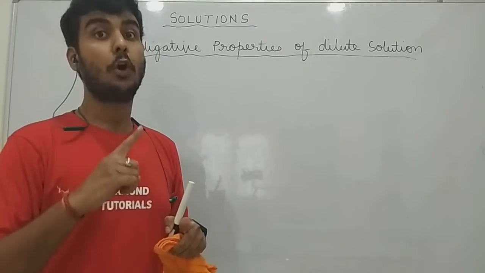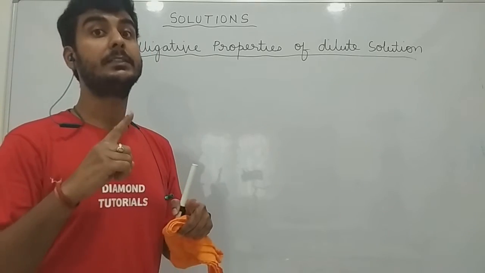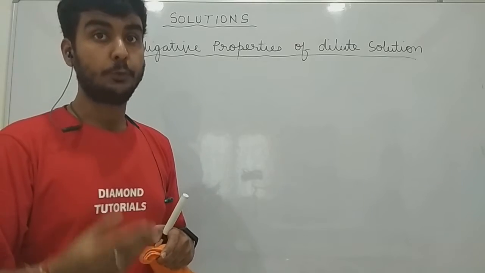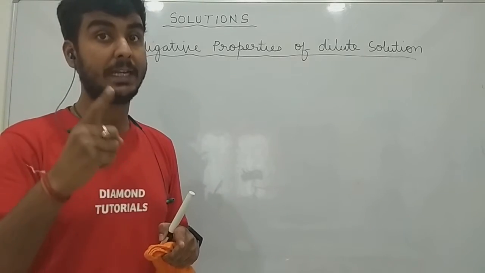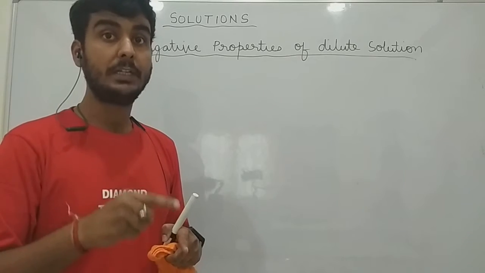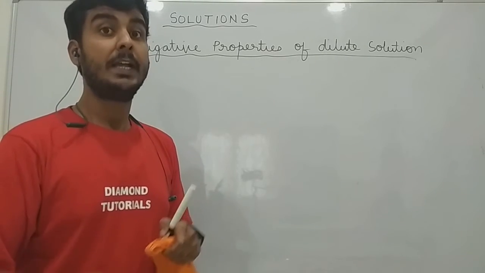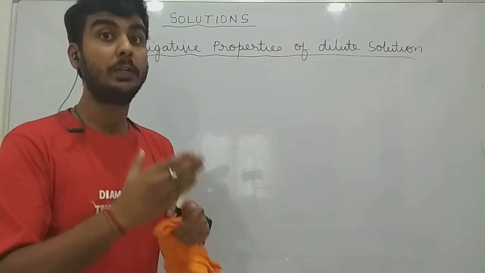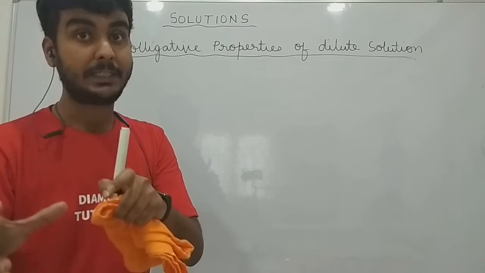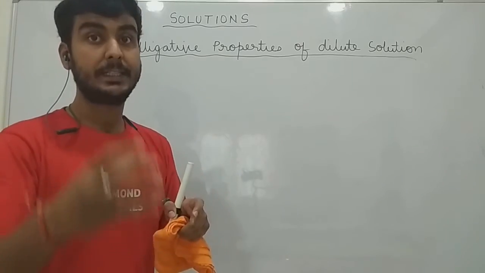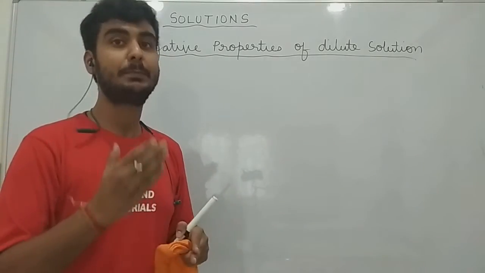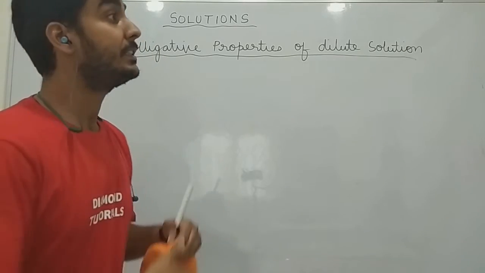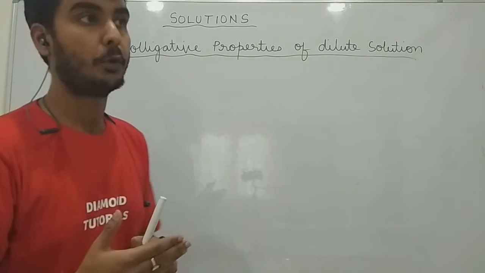So colligative properties are such properties of a dilute solution in which a non-volatile solute is dissolved in the solvent, and these properties depend only on what? Depend only on the number of particles of solute present in the solution, irrespective of the nature of the solute. So this is how you would define colligative properties.